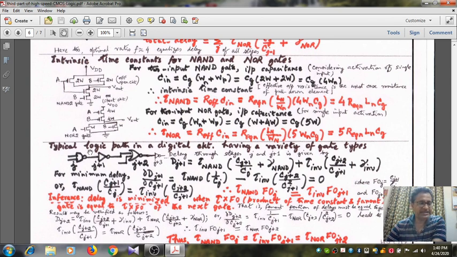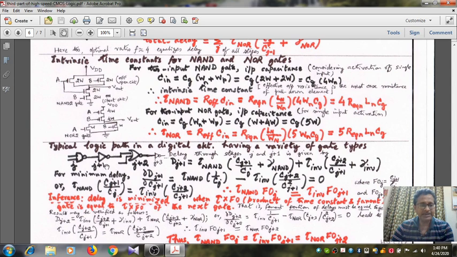You consider a very general situation, that means a logic path which has got a 2 input NAND gate followed by an inverter followed by a 2 input NOR gate. Then if you consider the delay through stages J and J plus 1, that means the signal is passing through the 2 input NAND gate first, then it will pass through this inverter.